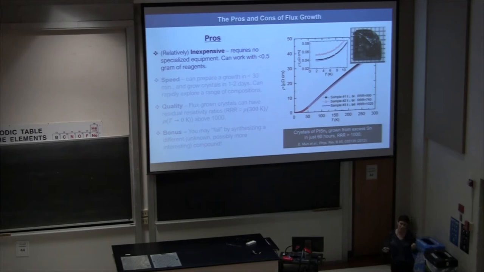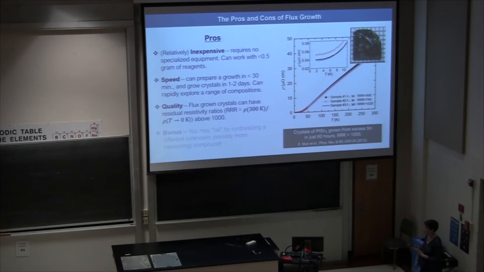The next is the speed. You can easily conduct a single flux growth in 1 to 2 days. The prep time to prepare a growth when you're experienced can be on the order of 20 to 30 minutes per growth. So in a day, you can easily put together 8 to 10 growths if you have sufficient furnace space. You can put multiple growths into one furnace if they share a similar temperature profile. If you're really going after a specific phase, you can explore a wide range of compositions and see what works.